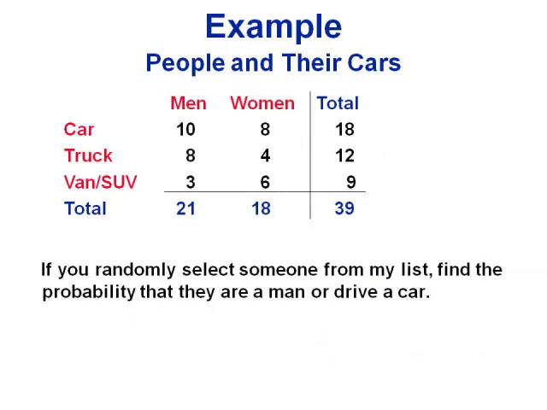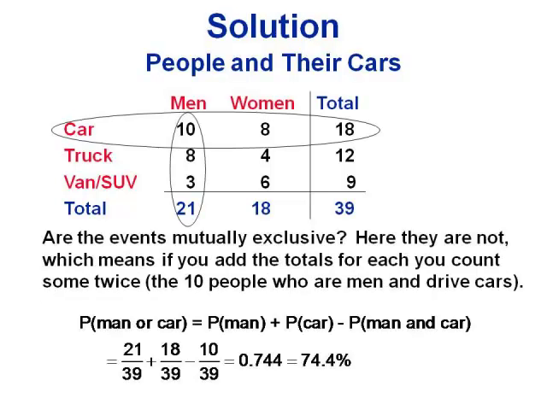Okay, so let's go back, same setup. What's the probability, if I randomly choose one of these people, that the person is either a man or drives a car? Either one, I don't care which, I just want one probability for either of those things happening. So I'll focus in on the two categories. I've got the men circled and then the people who drive cars are circled.